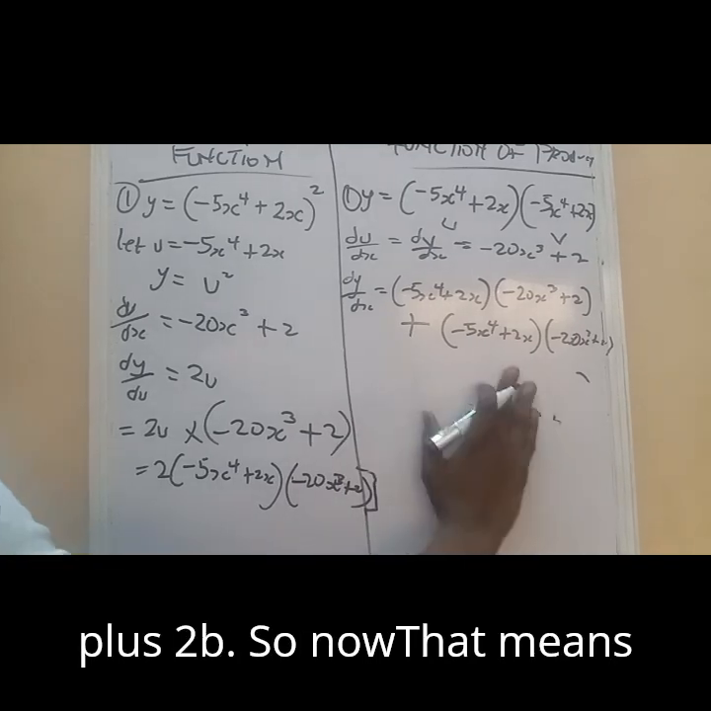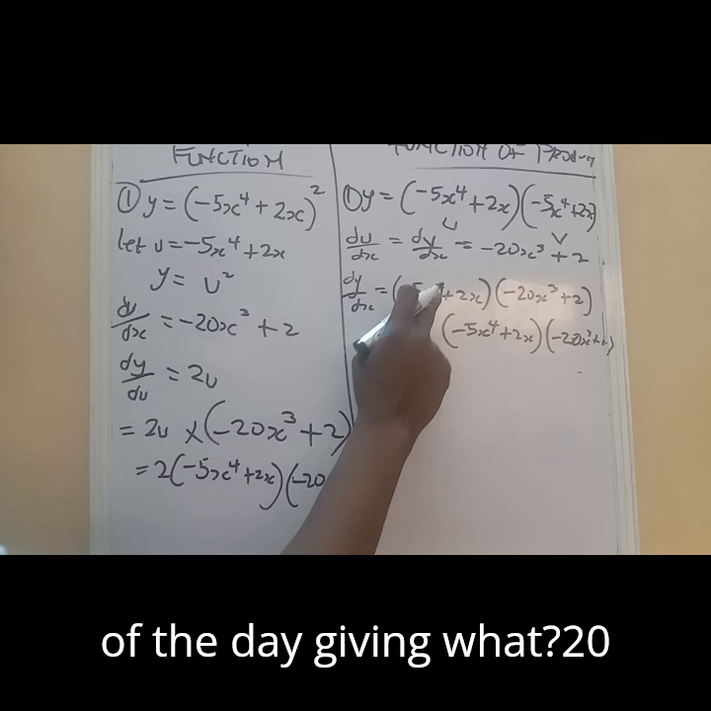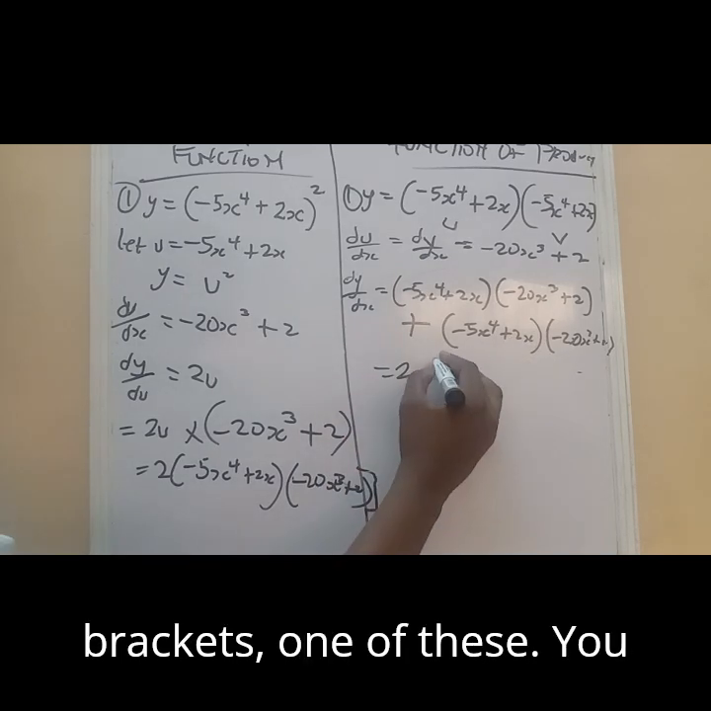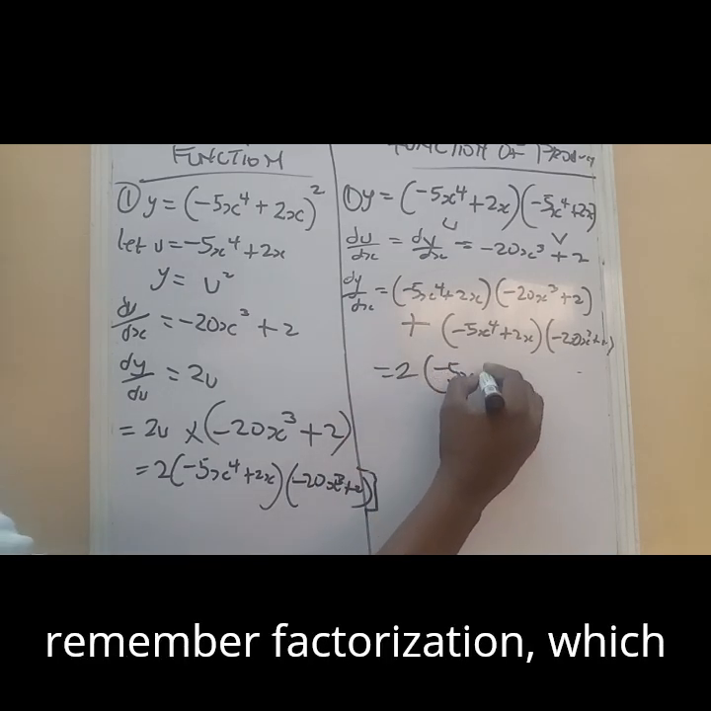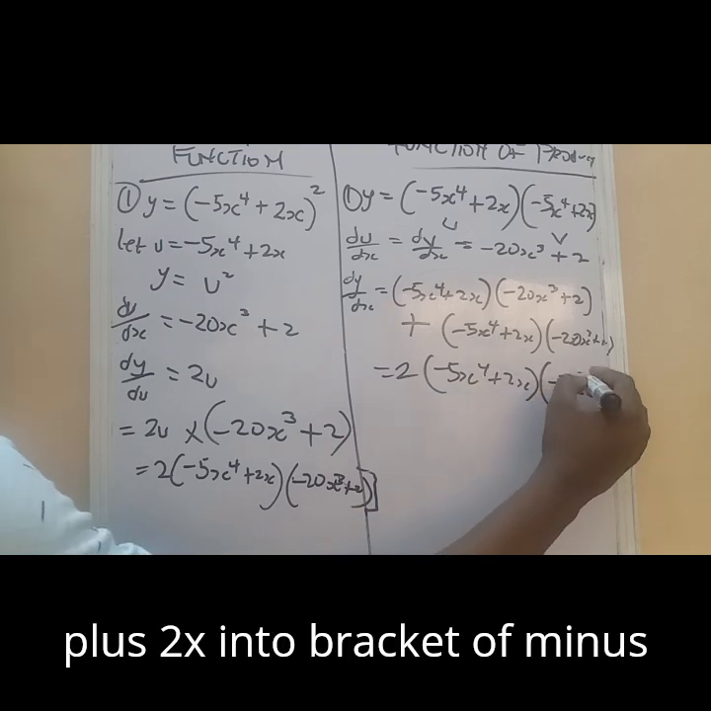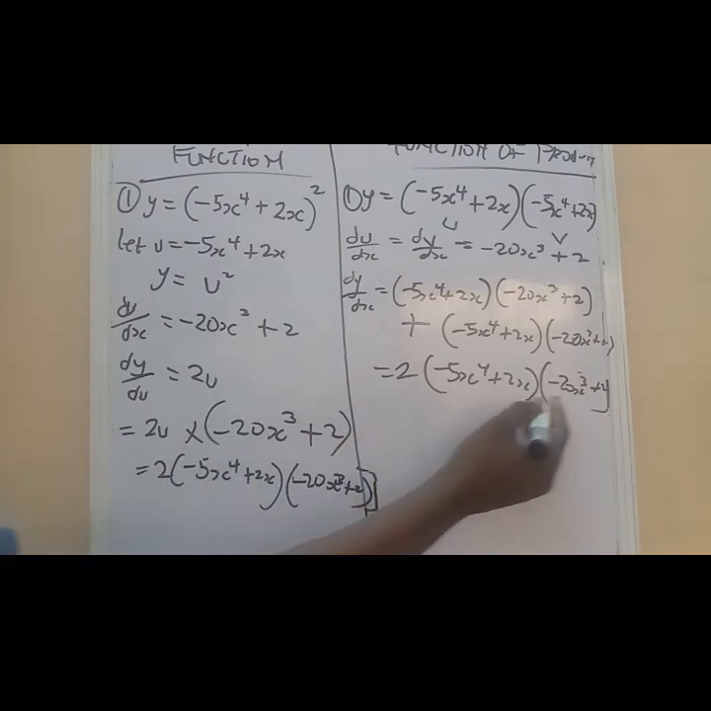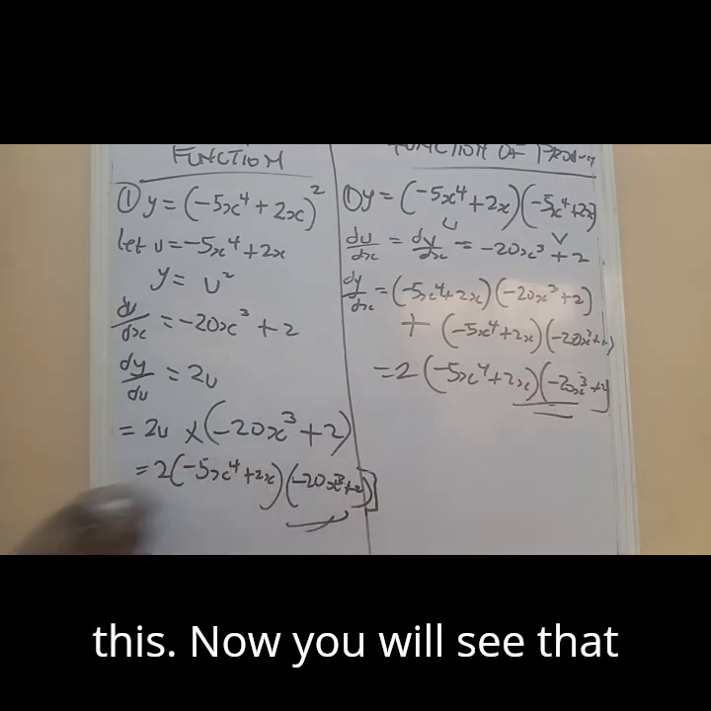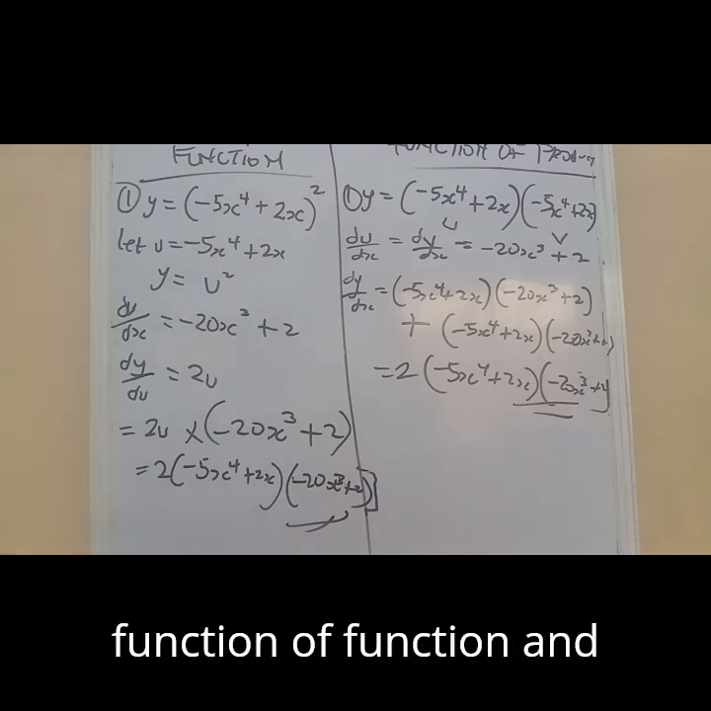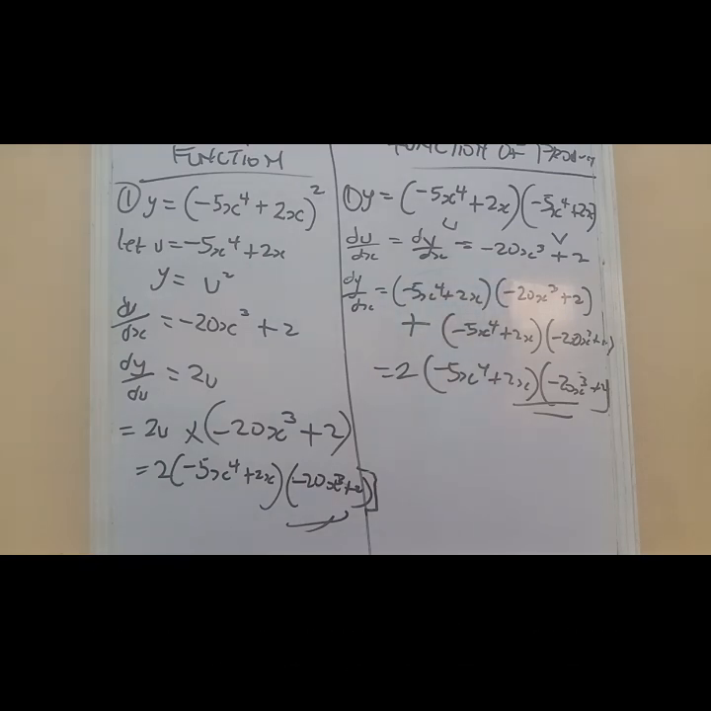So now, this will at the end of the day give me 2 into bracket, one of this. You remember factorization: minus 5x^4 plus 2x into bracket minus 20x^3 plus 2. It's not the same thing as this. Now you will see that function of function and function of product will actually give you the same answer.